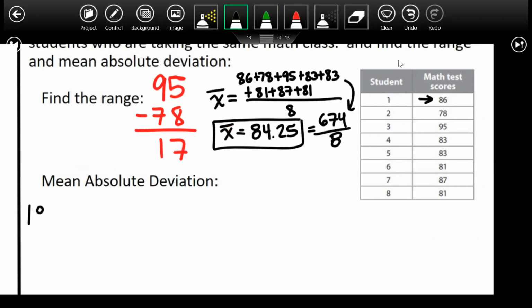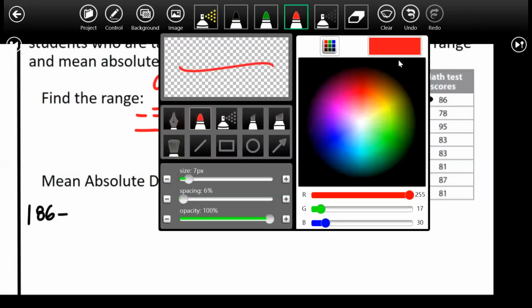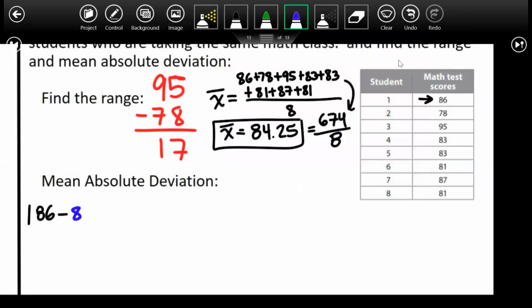So I'd take 86, and I'm subtracting it from the mean. What's my mean? 84. So that's one of them. What do you think we have to do? I'm going to do this for all the rest of them. So this will be 78.